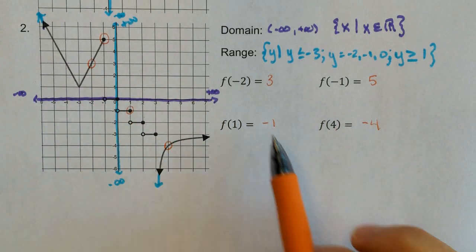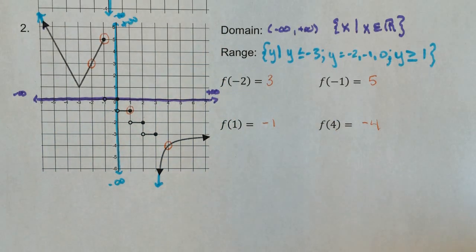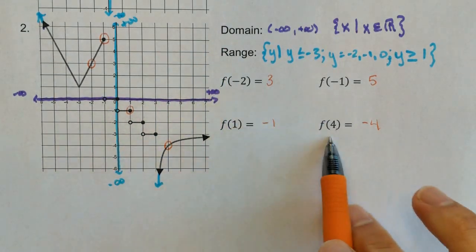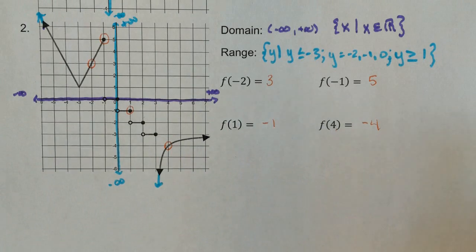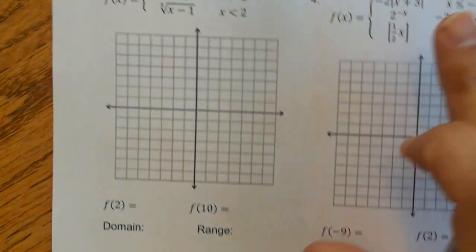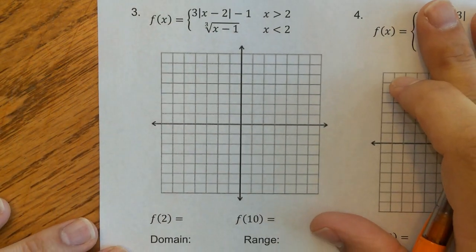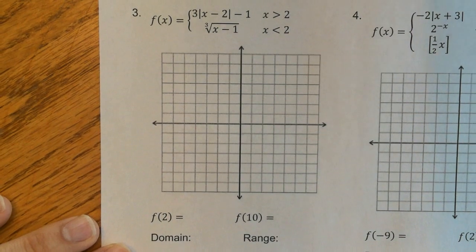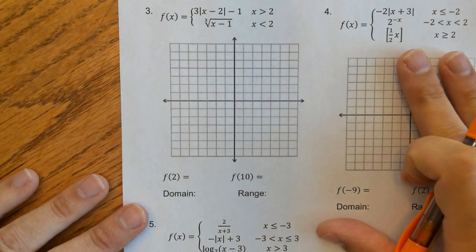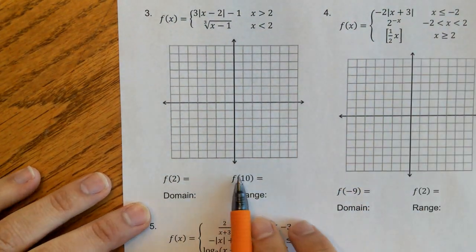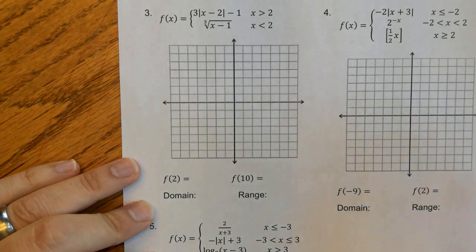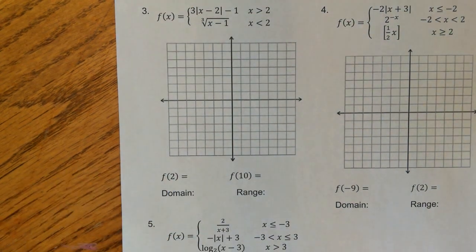You are given the graph. Can you identify domain? Can you identify range? Can you identify specific values? The next piece we need you to be able to do is, given the equation, can you give us the picture, identify domain, identify range, and then identify specific values? So this is where it gets a little bit different.